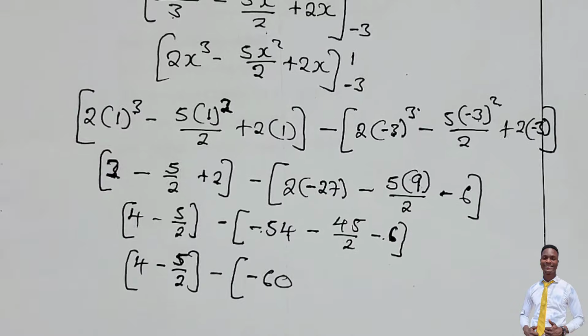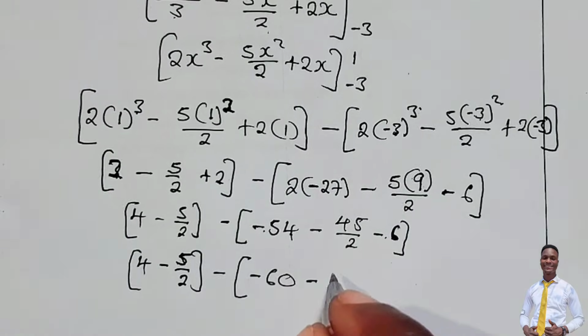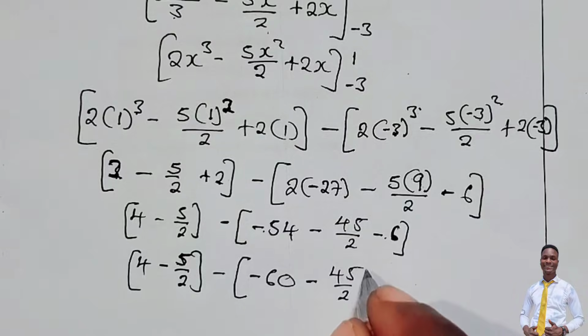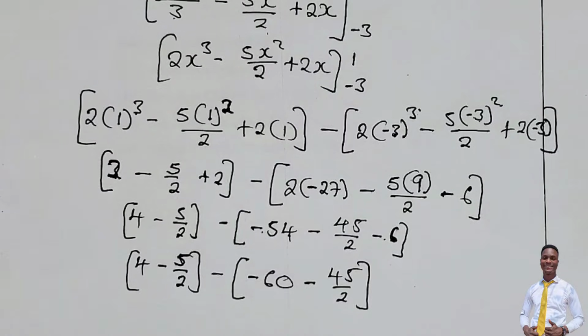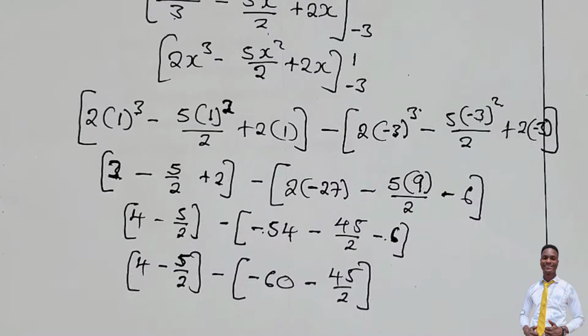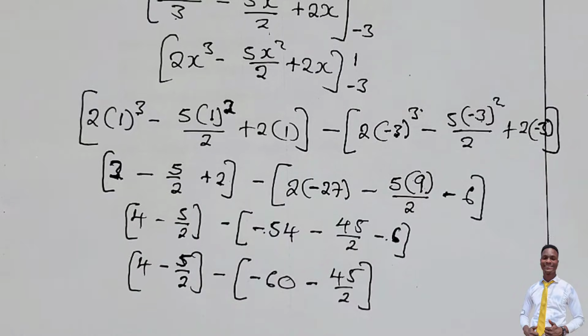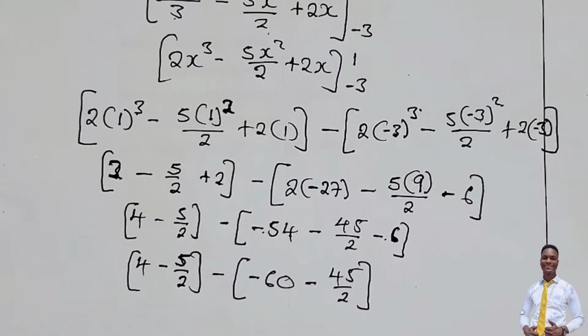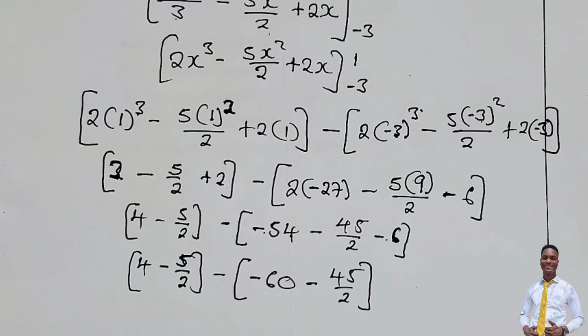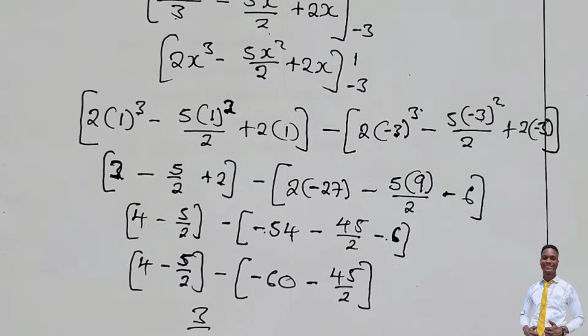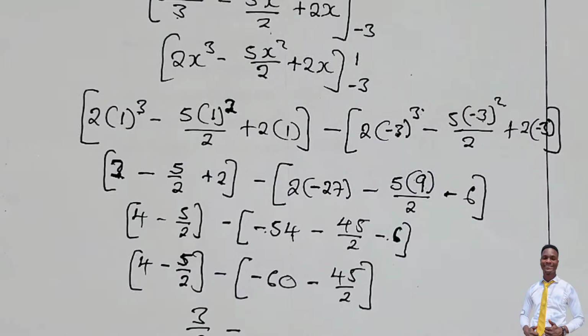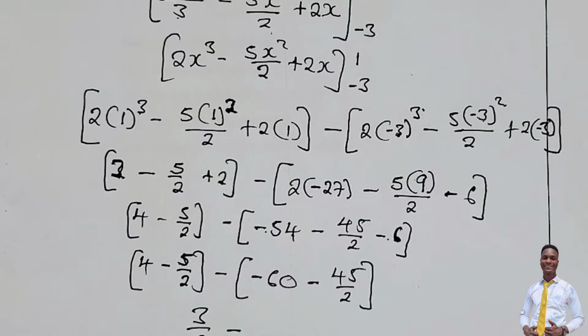All right. Then negative 60 minus 45 over 2. This is what we're having. So you can use a calculator here. 4 minus 5 over 2, which is giving me 3 over 2 minus. So here you can say negative 60 minus 45 over 2.